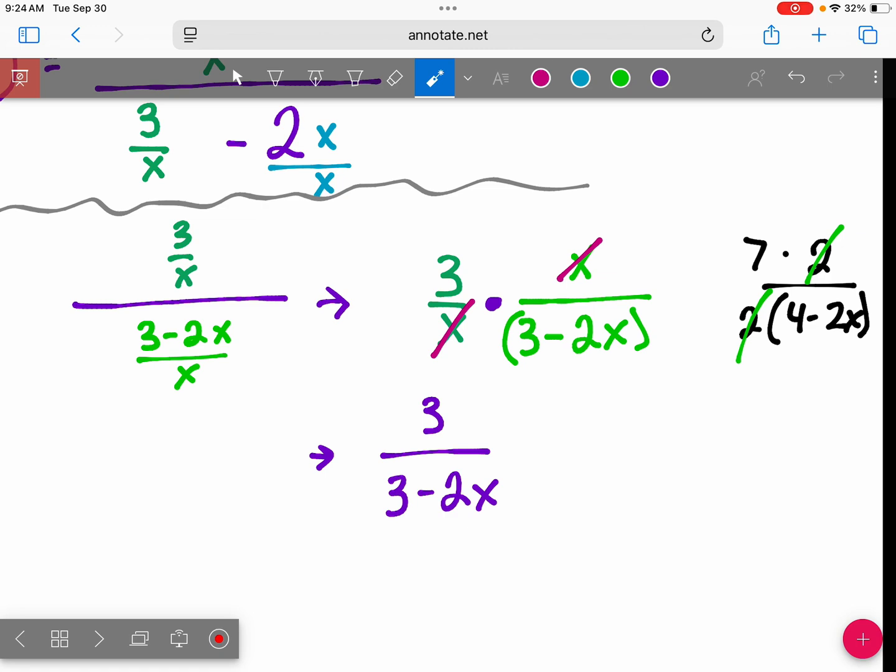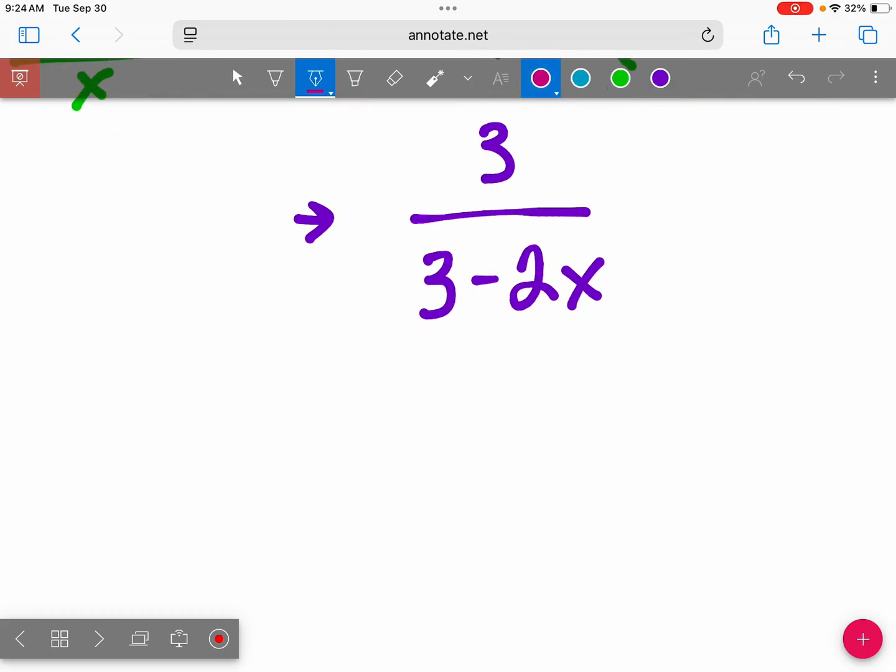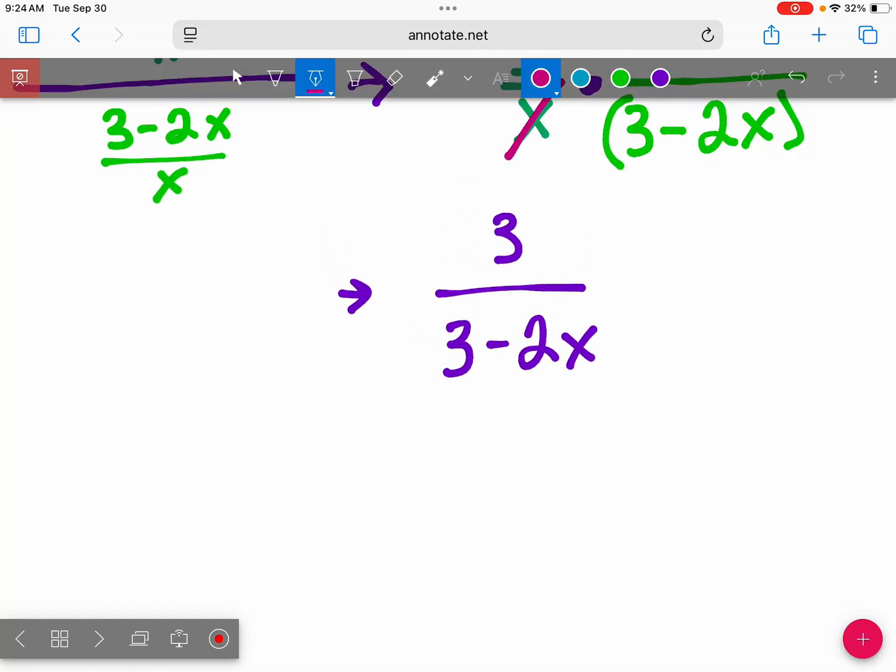So if we look at just this guy, where do we have a problem in our domain? What can't x equal?